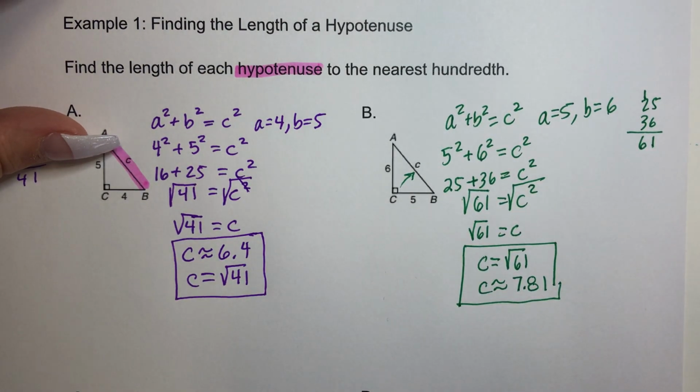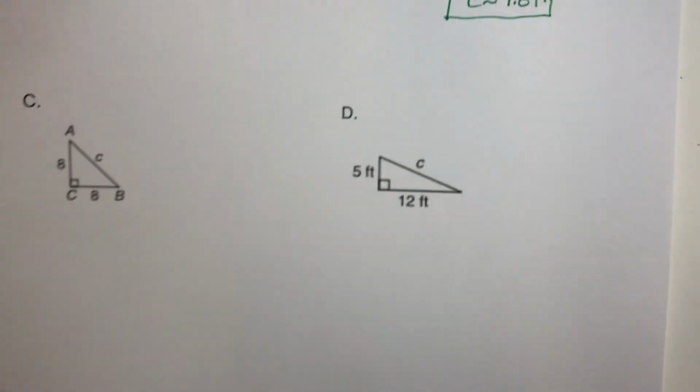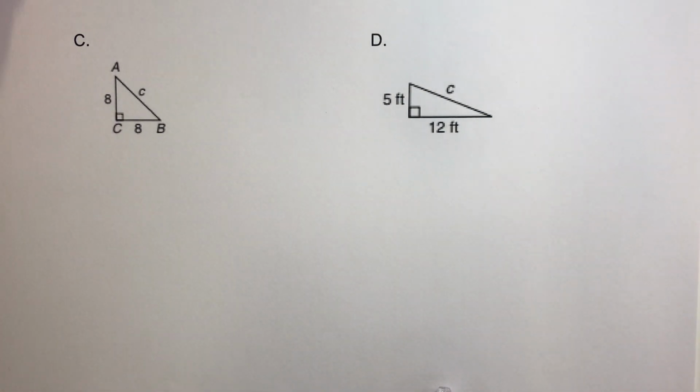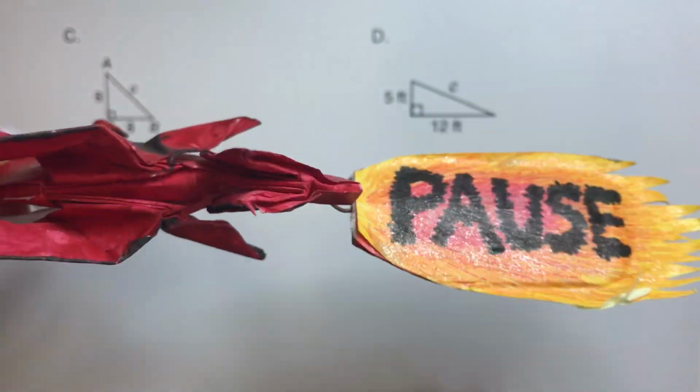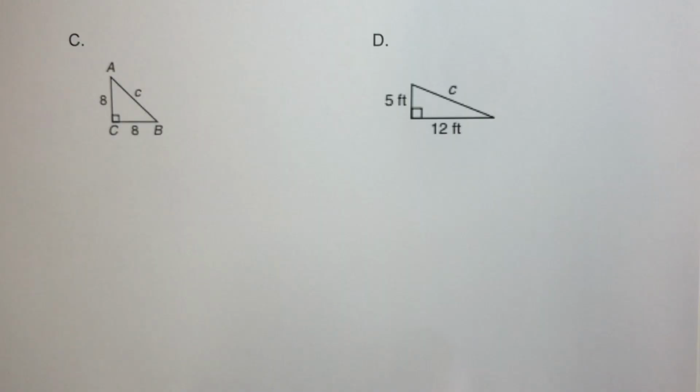All right, let's go ahead and look at C and D. This time I want you to try them on your own. So here's my friend the pause dragon, to remind you to pause your device. Go ahead and work out C and D. When you get done, press play and we'll talk about it together. All right, see you in a bit. You can do it.